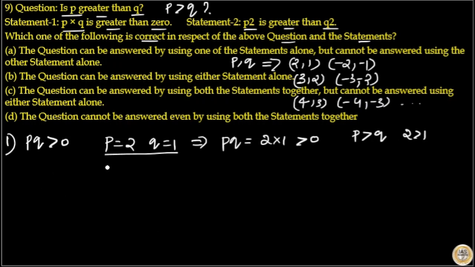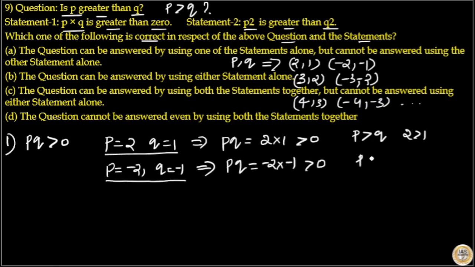Same way, if I take P as minus 2 and Q as minus 1, that means PQ is equal to minus 2 into minus 1 which is already greater than 0. Here you can see P is minus 2 and Q is minus 1. So P is less than Q because minus 2 is less than minus 1. So in the first case P is greater than Q and in the second case P is less than Q. So we cannot determine with statement 1 alone that P is greater than Q. So we cannot determine this using the first statement alone.